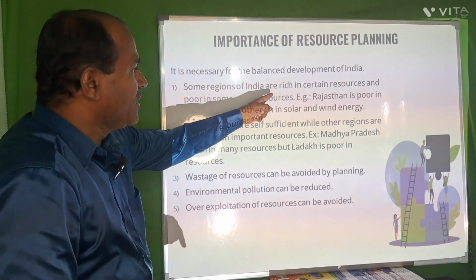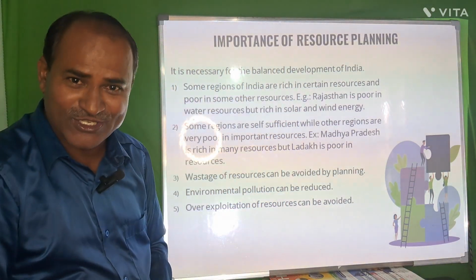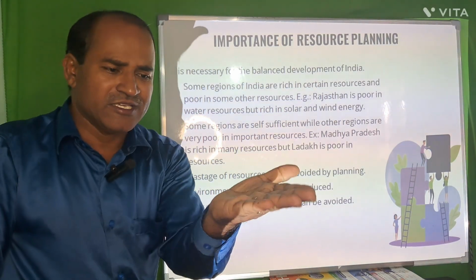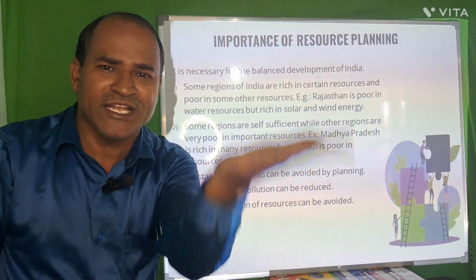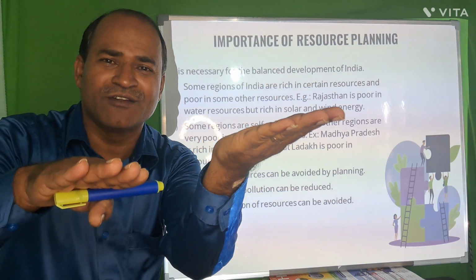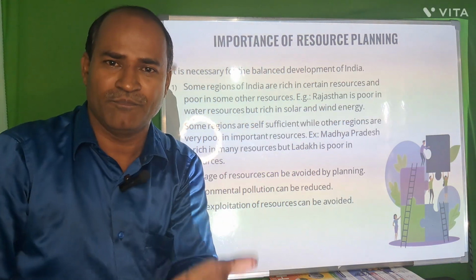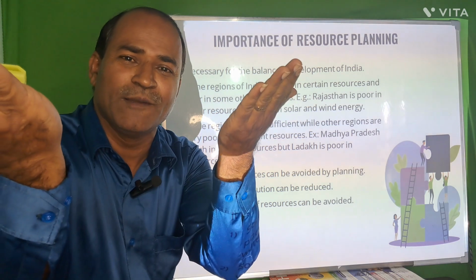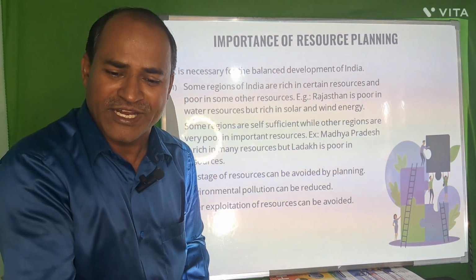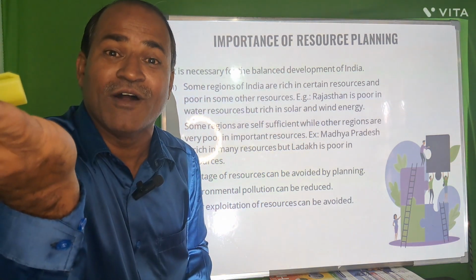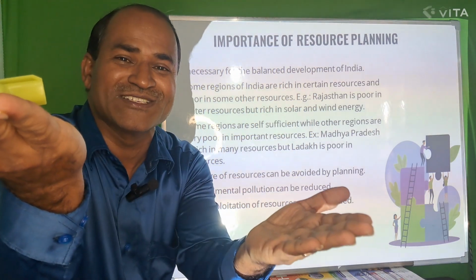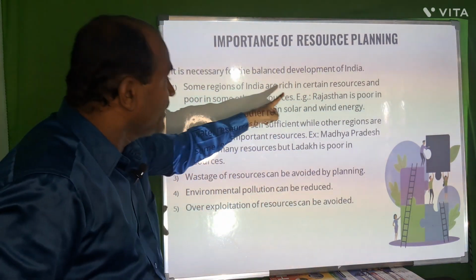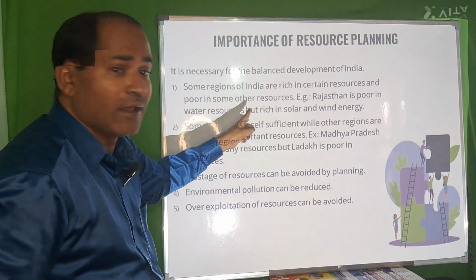Some regions of India are very rich in certain resources, some are very poor in other resources. See, some states are very rich in minerals, some states are lagging behind in minerals. Some states are very rich in forest, some are very poor in forest. Some states are very rich in water resources, but some states are very poor in that. So, some states are rich and some are very poor.